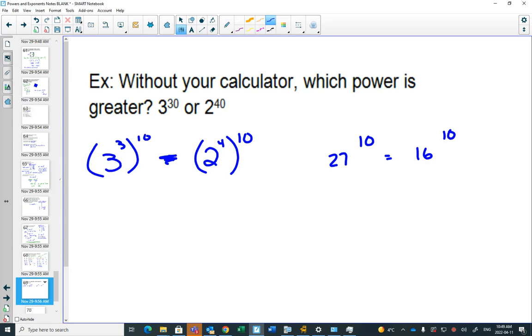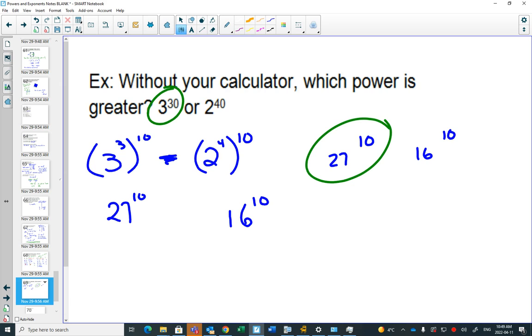Which means this one is 27 to the 10, and this one is 16 to the 10. So which one's bigger? There's no equal sign. This one's bigger. Without a calculator, we could do that without actually having to figure out how big those numbers are.